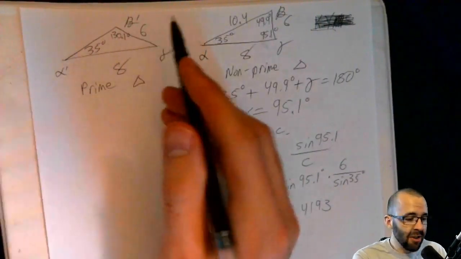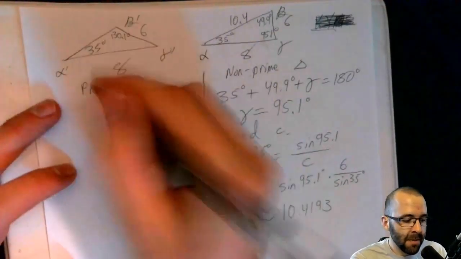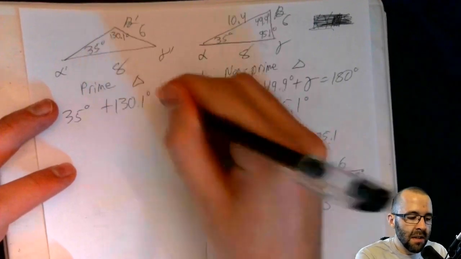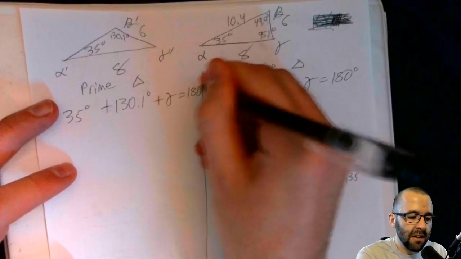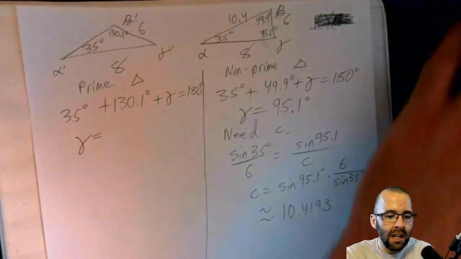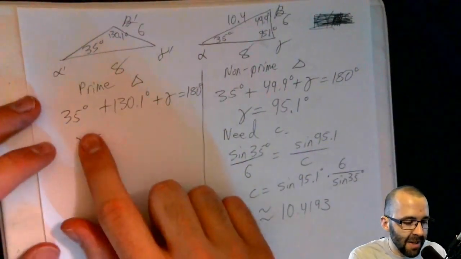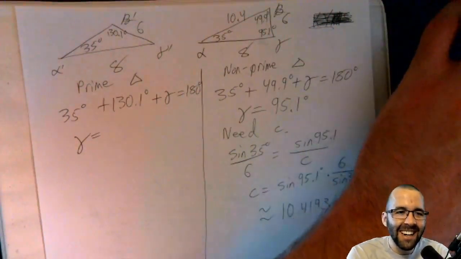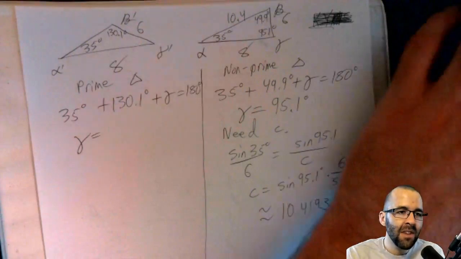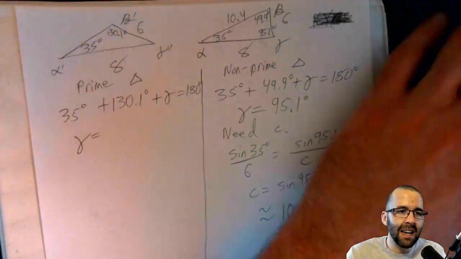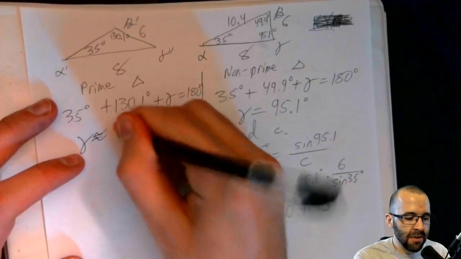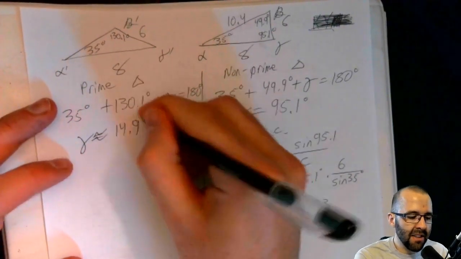As soon as you get two angles, you're on easy street. You find the third, no problem. 35 degrees plus 130.1 degrees plus gamma has to equal 180 degrees. So you just subtract those things over. And you're going to get gamma equals... I can do this in my head, right? Let's not do this in my head. You're going to get 180 minus 35 minus 130.1, which is 14.9. Okay? It's approximately equal to 14.9. I think that's what I said.